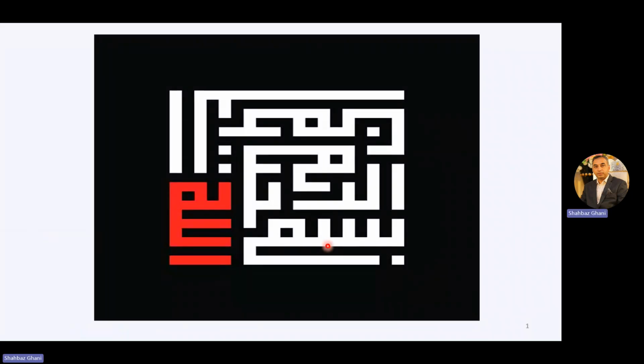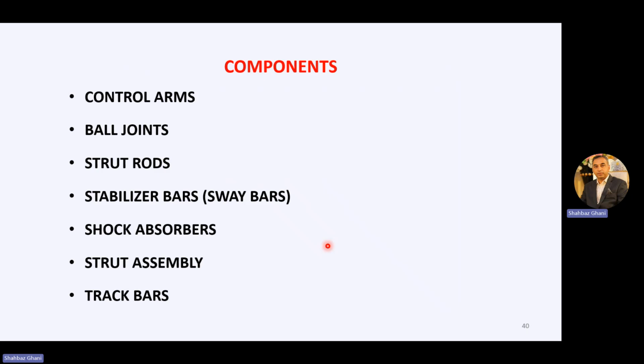Bismillahirrahmanirrahim. We are studying chapter 6, that is suspension system, and today we will cover the third part of this chapter, that is the components of the suspension system. Previously we have talked about different things regarding the suspension system. Now in this part 3, we will talk about the components of the suspension system specifically. So what are the components of the suspension system?